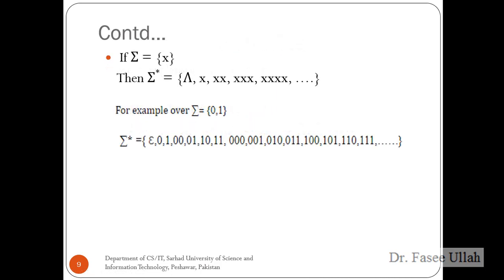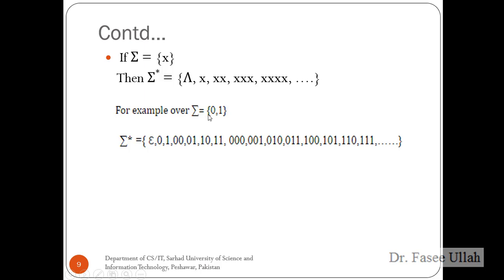We have another example. For example, we have a string in the set, which is X. If we apply the Kleene star, we must include the empty string, X 2 times, X 3 times, X 4 times, and so on. So we can design a Turing machine or automata system with an infinite number of strings from the given input string. This is the example of the Kleene star.